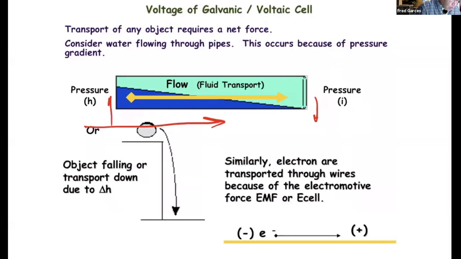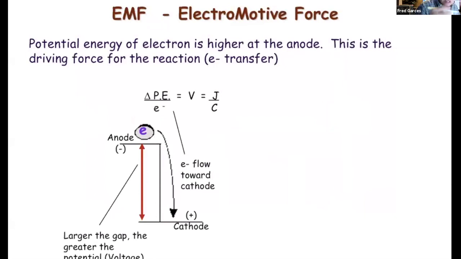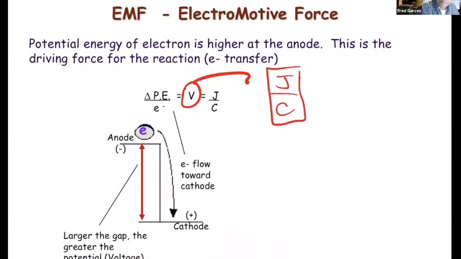So this is what we mean by the electrons flowing, and we call this electron transfer process electromotive force. Its unit is volts, and a volt is nothing more than a joule per coulomb. Remember coulomb? It's the unit for charge. So a joule per coulomb is a volt, and that's what we measure in terms of the electromotive force, the E0, okay?